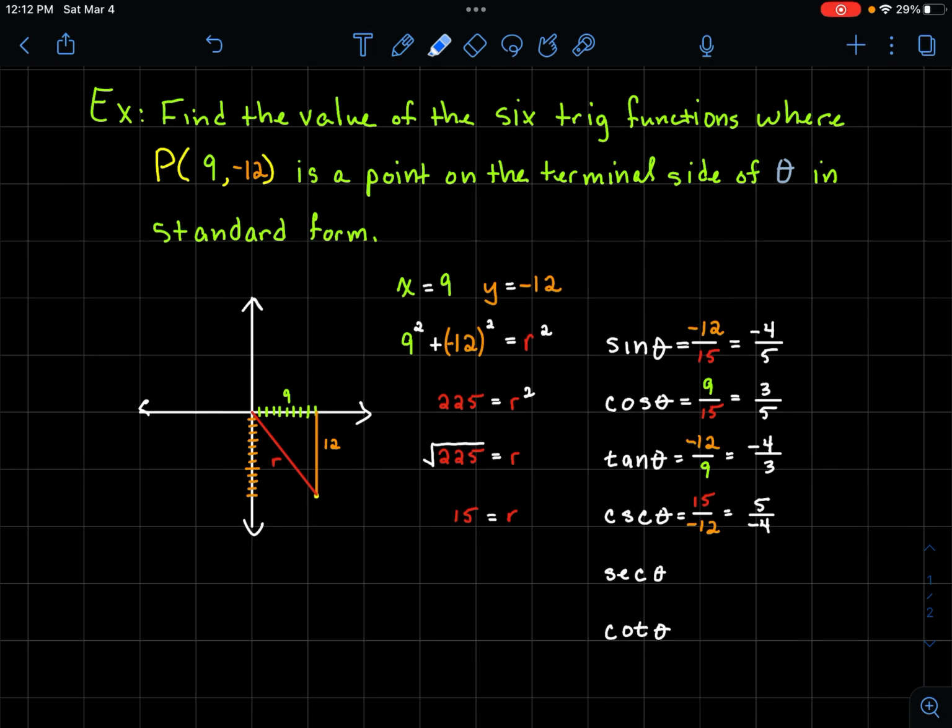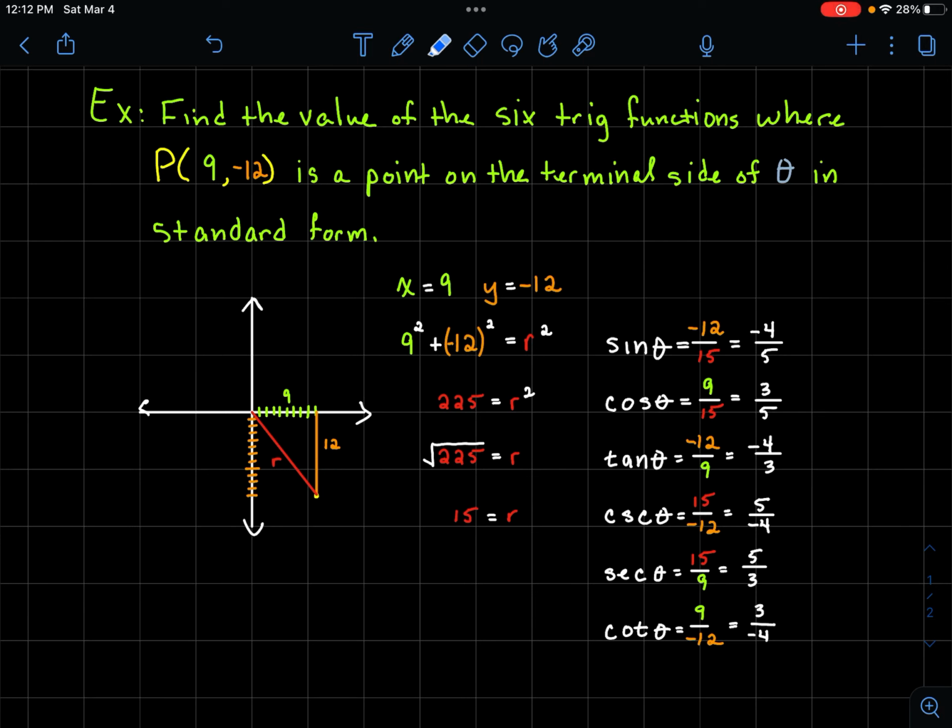The reciprocal trig function of cosine is secant. So taking the 9 over 15, we flip it to 15 over 9. Therefore, the secant of this triangle is 5/3. And then cotangent, that's the reciprocal trig function of tangent. So that will go to 9 negative 12ths, or in other words, negative 3/4. So we have the trig ratios for all 6 trig functions for this ordered pair in the fourth quadrant.